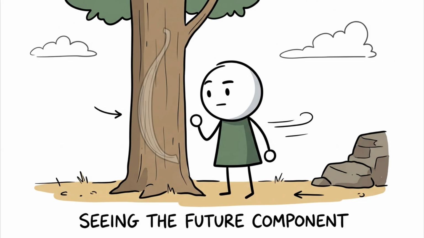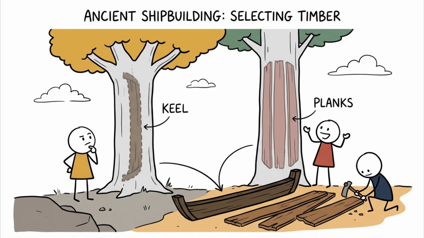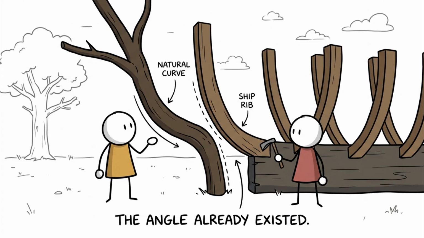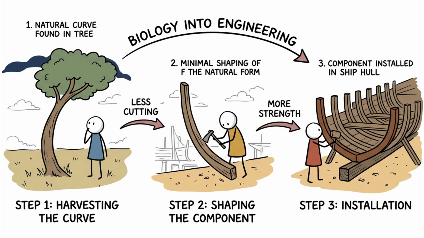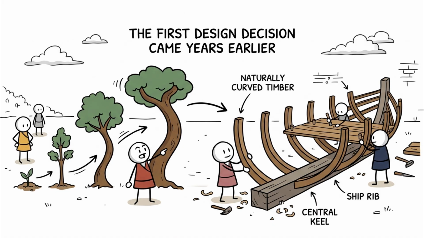A skilled buyer could inspect a standing tree and imagine its future location. One trunk might become a keel. Another might supply long hull planks. A branching section might contain the exact angle needed for a frame. This reduced cutting, preserved strength, and turned biological growth into structural engineering. The first design decision happened years before the wood reached the shipyard.